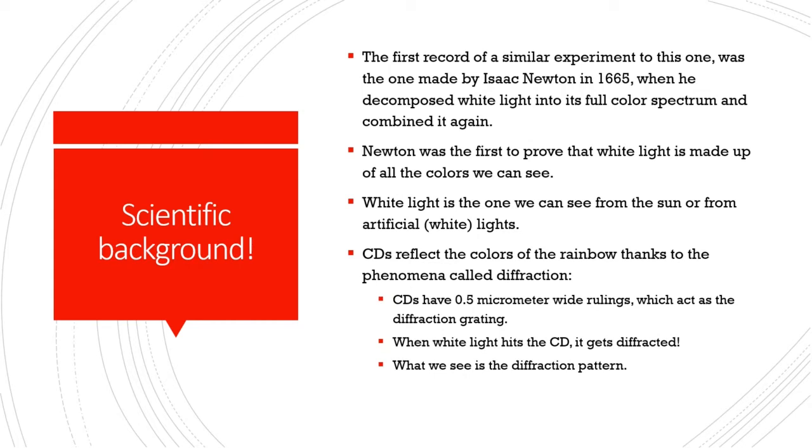Another important point is about the CDs. As we are going to use CDs for this experiment, I want to talk about how CDs reflect the colors of the rainbow. And this is thanks to the phenomenon called diffraction. The way CDs work is that they have really small ridges on their surface. These ridges work as a diffraction grating. When white light hits the CD, it gets diffracted, and what we see is just the diffraction pattern.